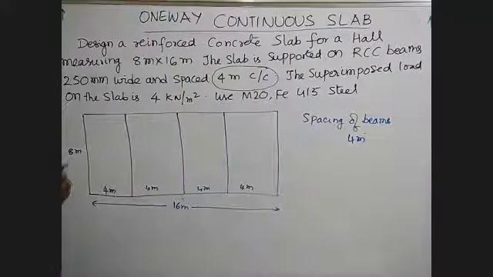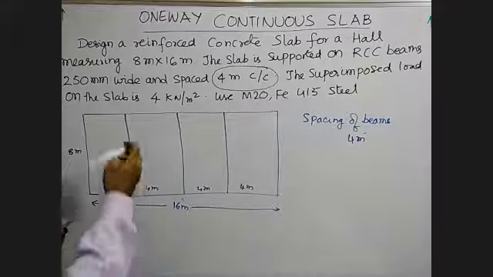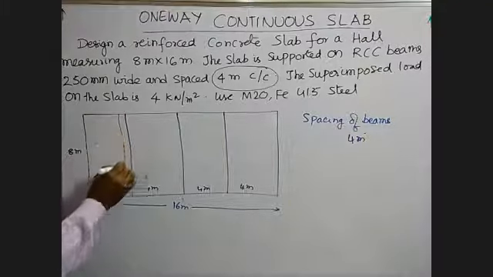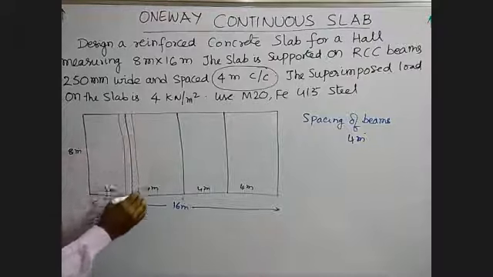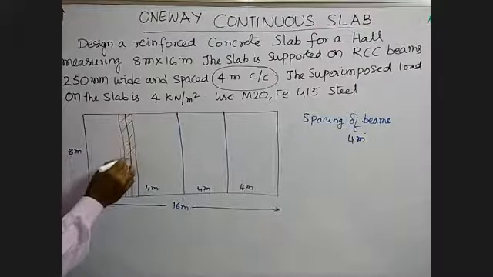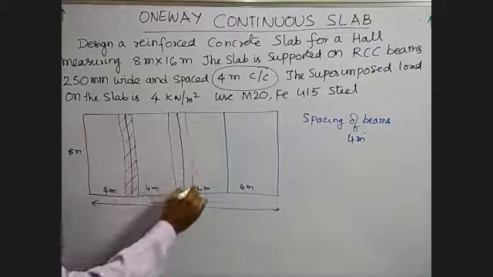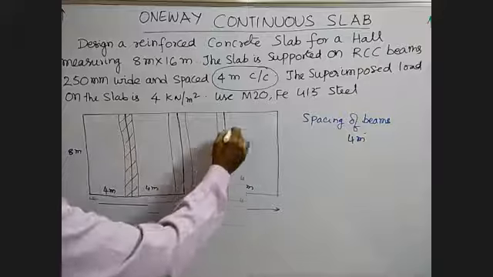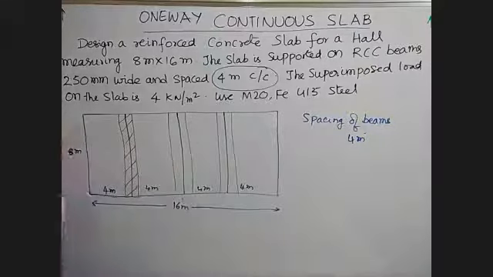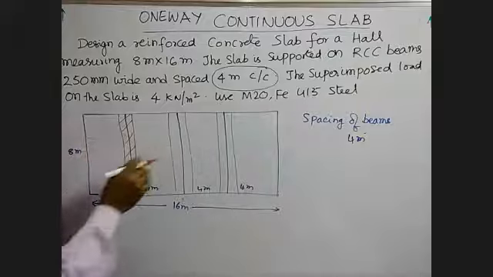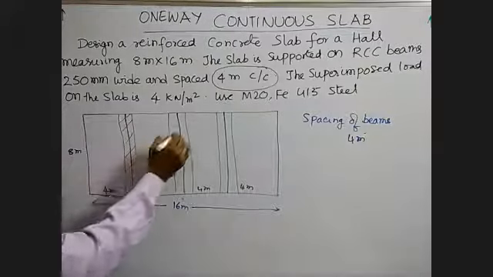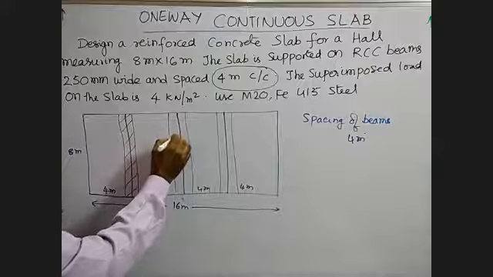Spacing of the beams is equal to 4 meters. Now we have the beam here in the hall. In a building, if you look in the hall, there will be beams. So this is the size of the beam. Like this you have the beams here, and center to center of the beam is 4 meters. Of course, the width of the beam is 250 mm.